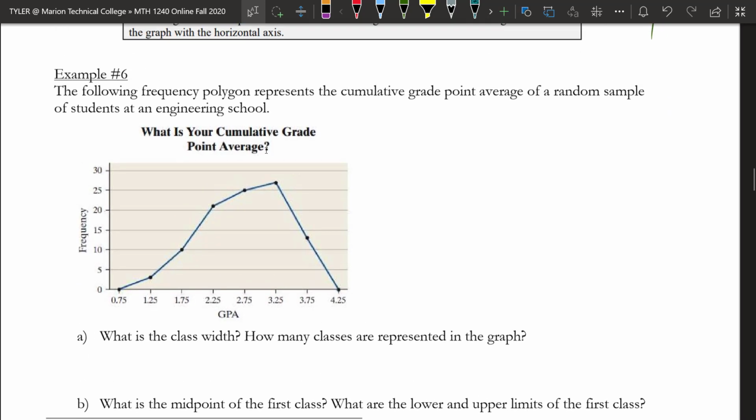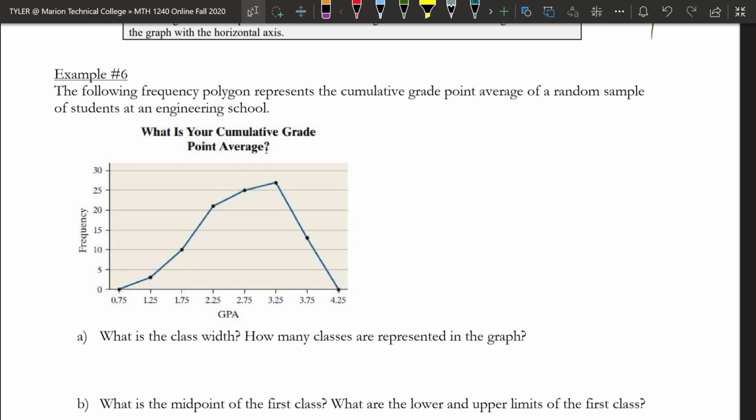So the next example I have is not constructing a frequency polygon, but answering some questions about it, which will help us go a little deeper with it. It says the following frequency polygon represents the cumulative grade point average of a random sample of students at an engineering school. You can see the frequency polygon graph there, and the title is what is your cumulative grade point average. So part A says what is the class width?